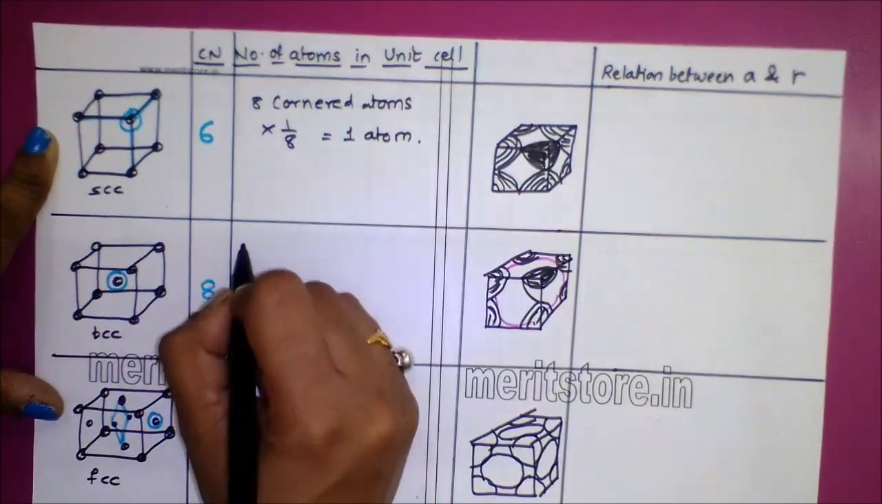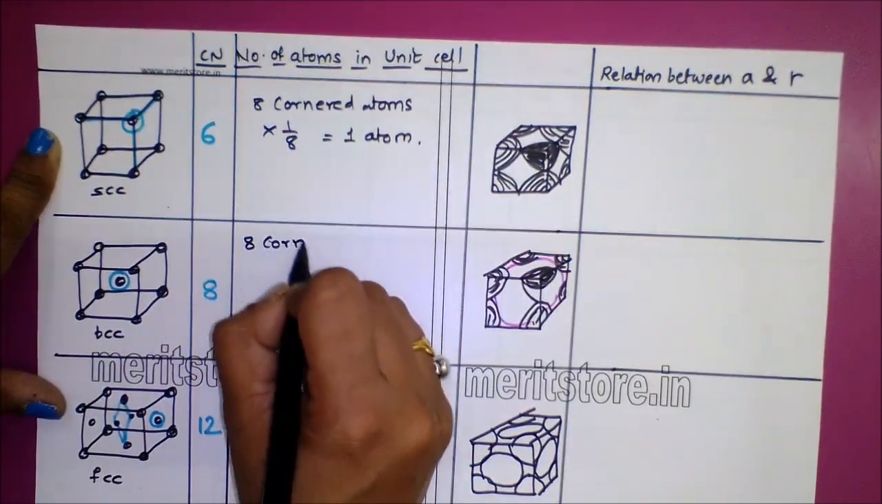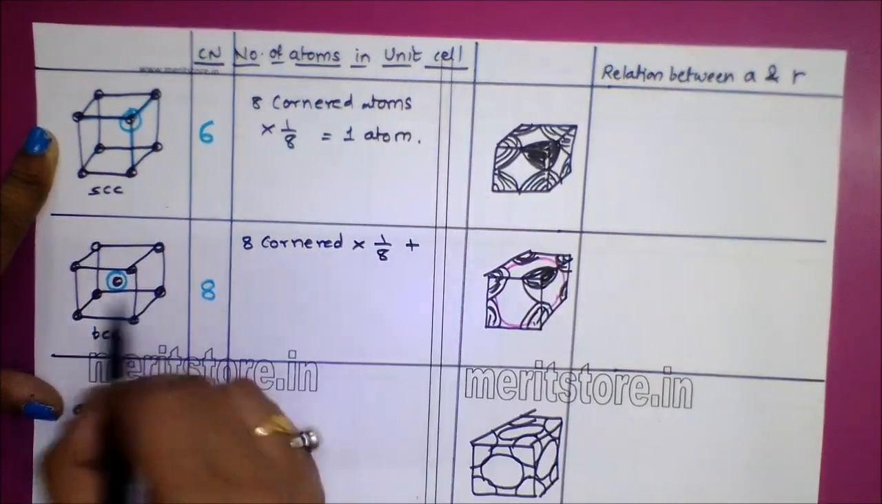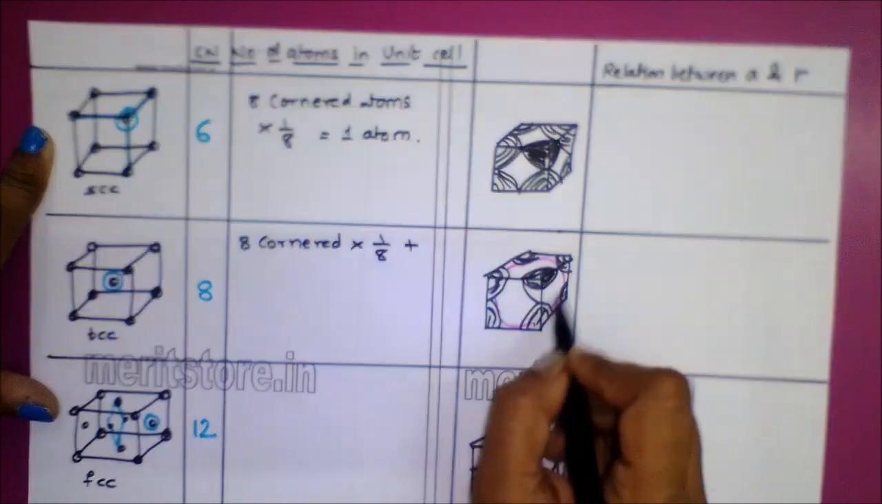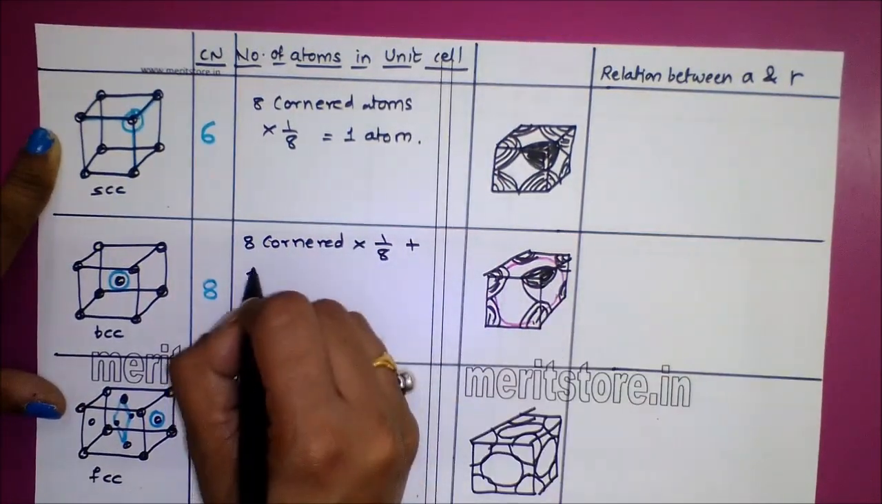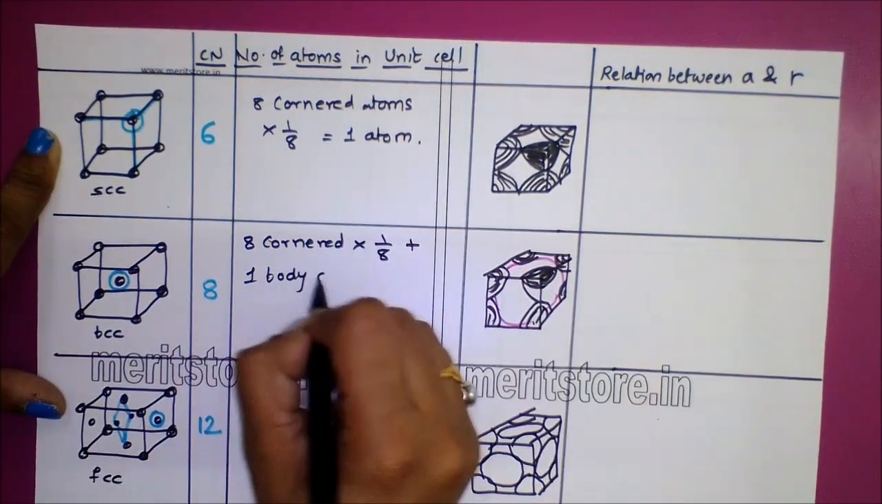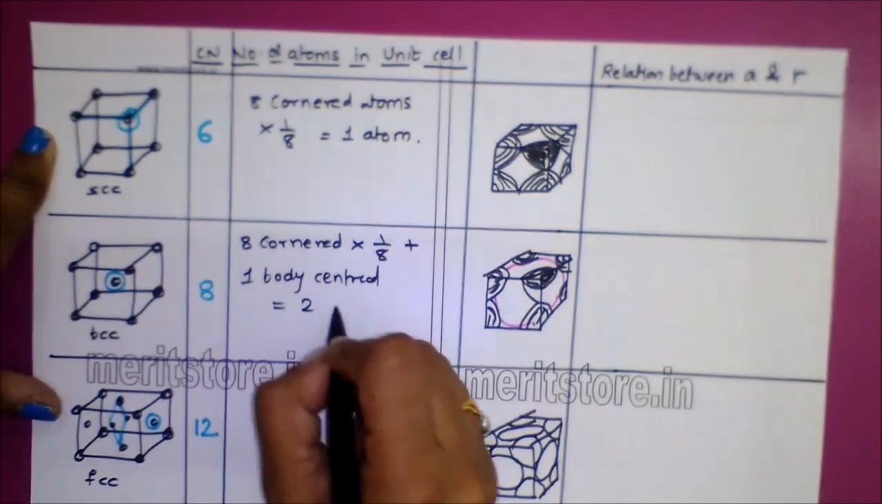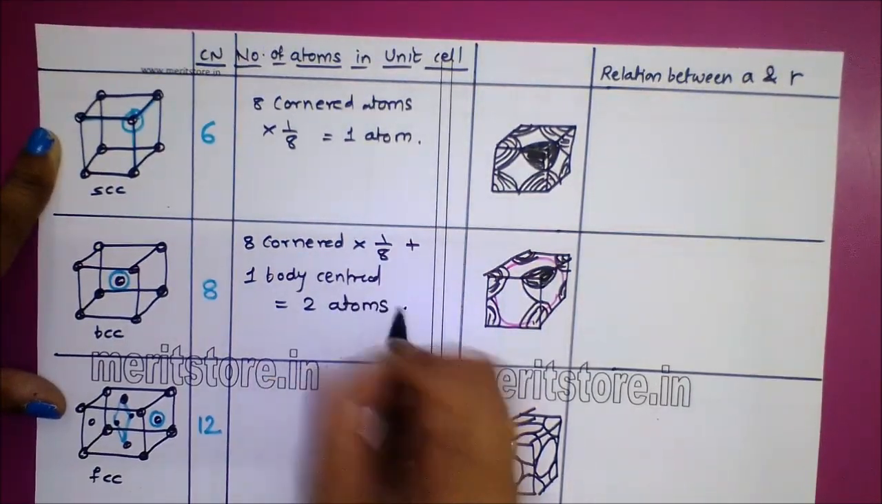In case of body center, again we have 8 corner atoms, each contributing 1 by 8. When you cut this particular crystal, the body centered atom will remain as it is. So we have 1 body center, so that is contributed entirely. So we have 1 plus 1, that is total equals to 2 atoms.